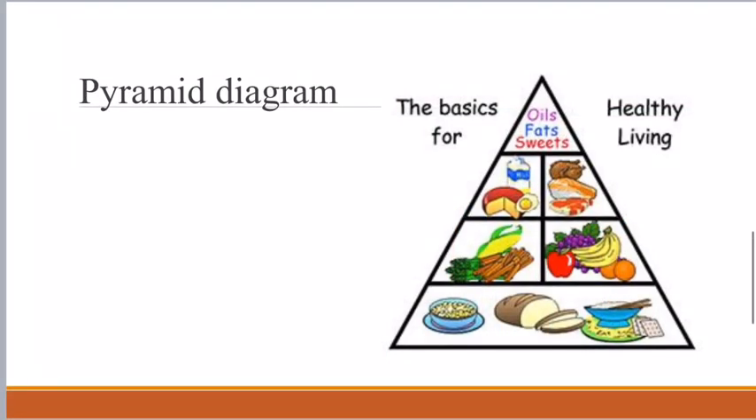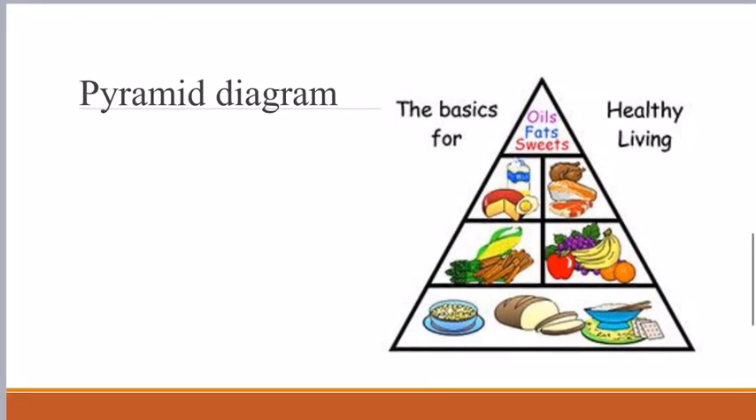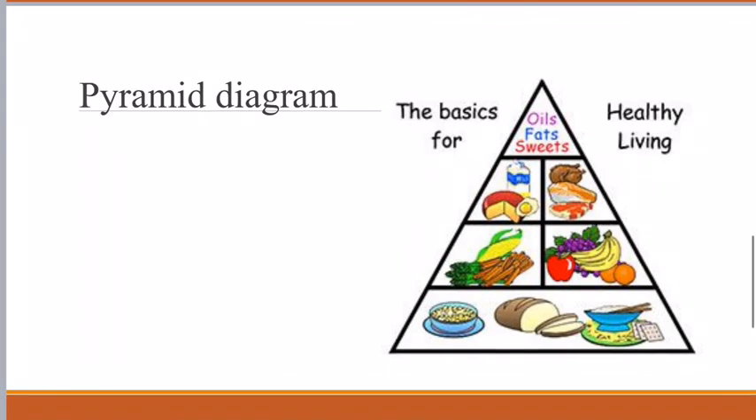Okay, this is an example of a pyramid diagram. The example here shows a food pyramid, and it's all about the different types of food. So we've spoken about this last term in IPC. So at the bottom you have your carbohydrates, then you have your vegetables and fruit, then going up you have your dairy and protein, and then at the top your oils, fats and sweets.